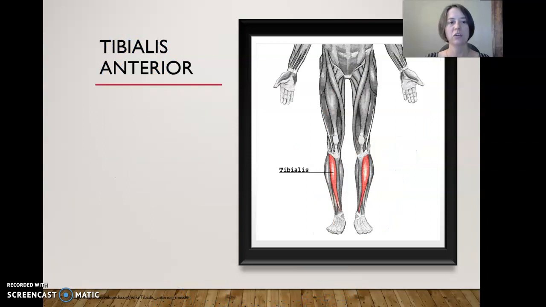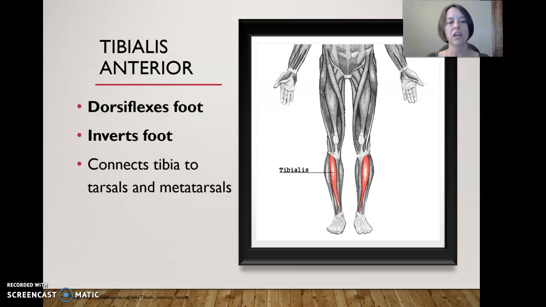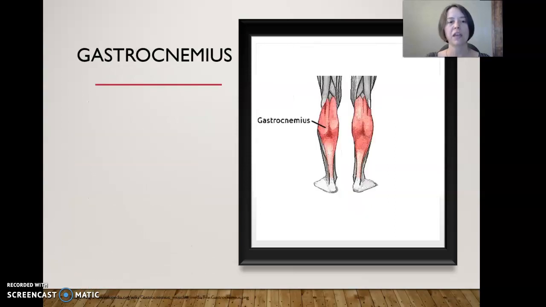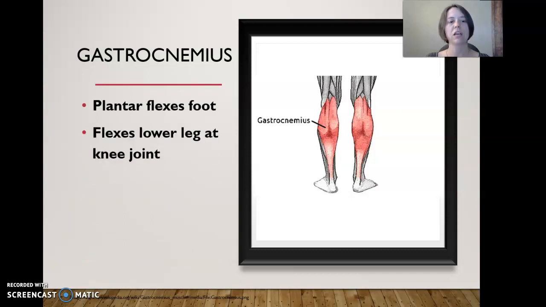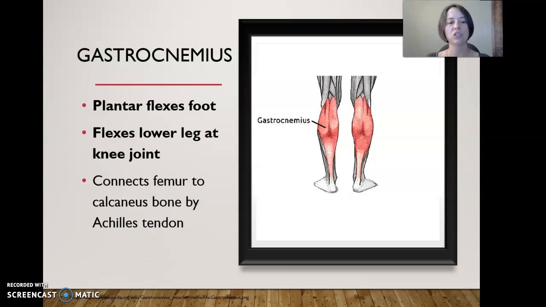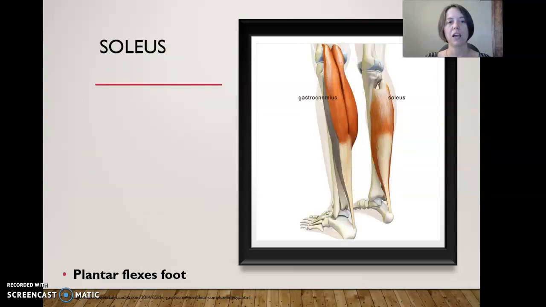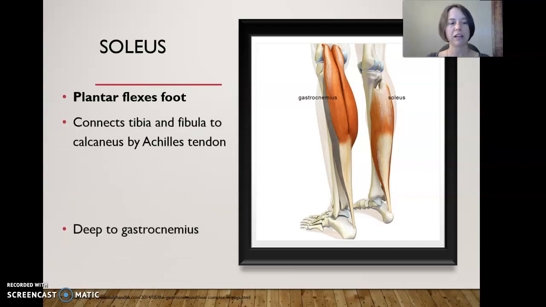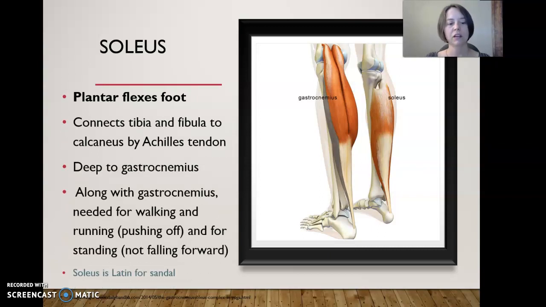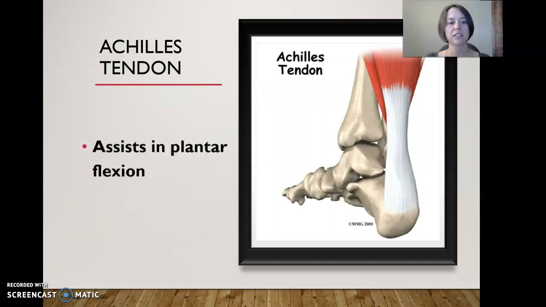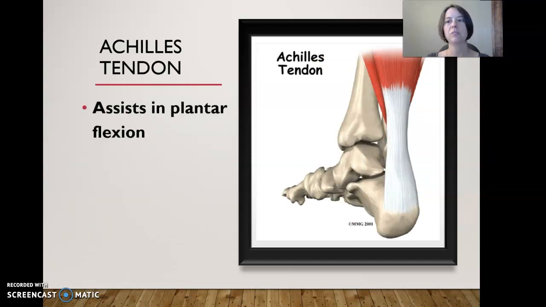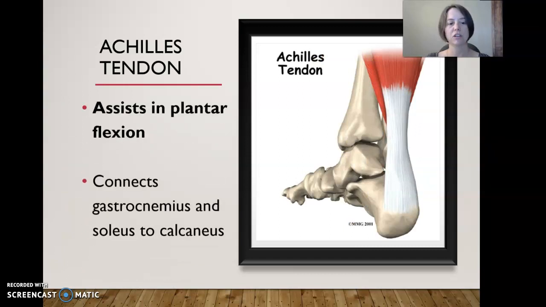And then the lower leg, you have the tibialis anterior, which helps with dorsiflexing the foot and inversion of the foot. And on the calf, you have the gastrocnemius, which is involved in plantar flexion of the foot and flexion of the lower leg at the knee joint. And deep to that, the soleus, which is also involved in plantar flexion. And the Achilles tendon, which assists the gastrocnemius and the soleus in plantar flexion.